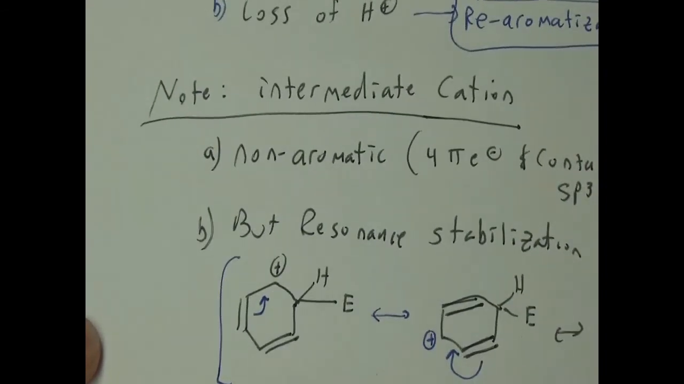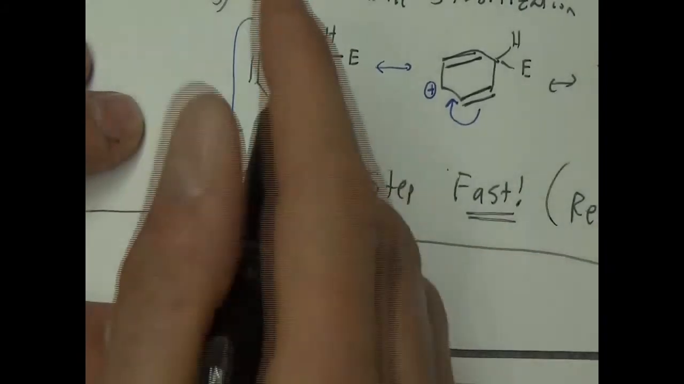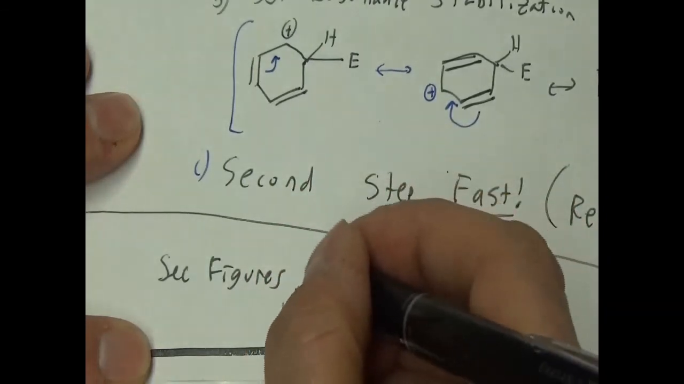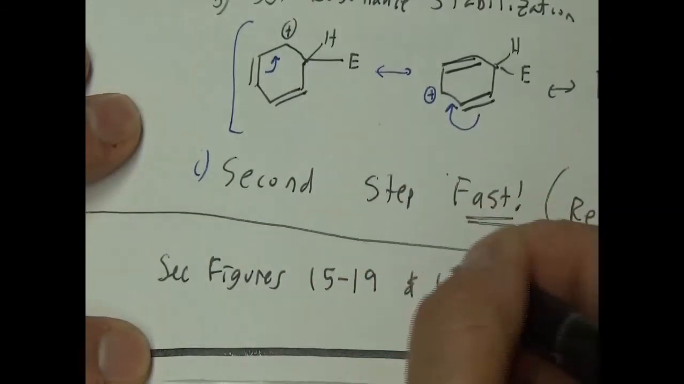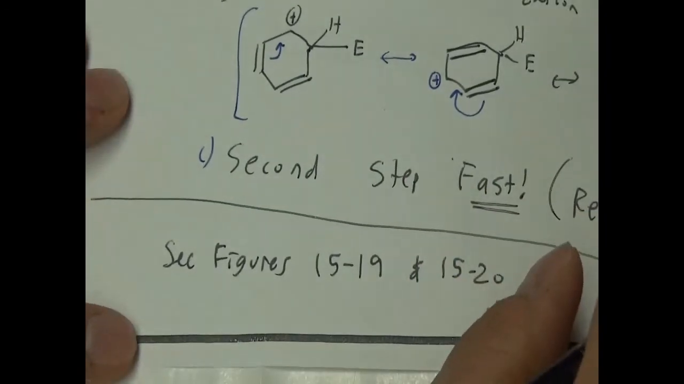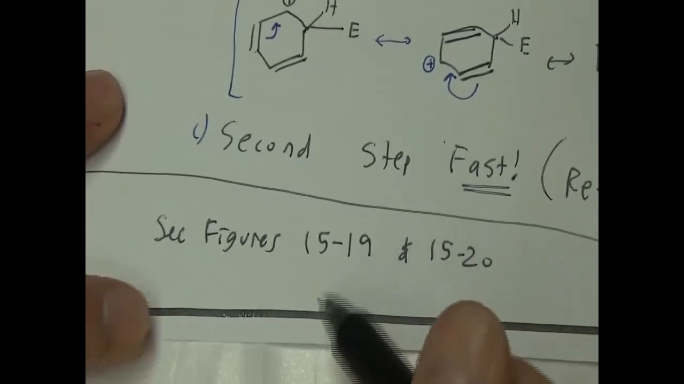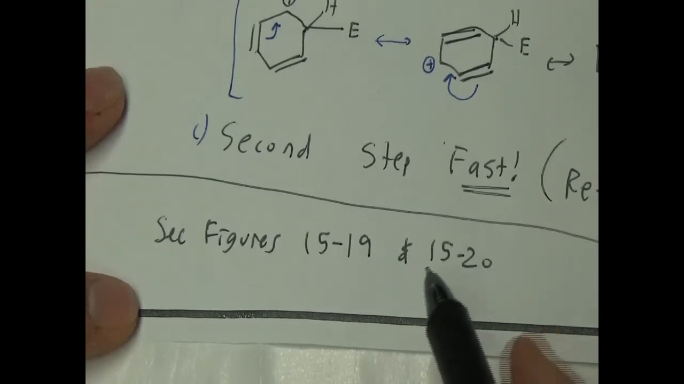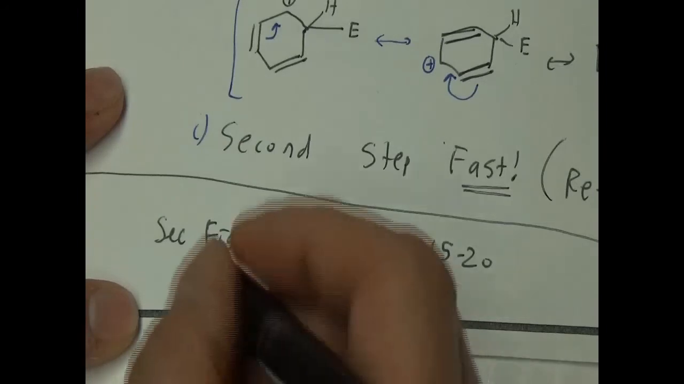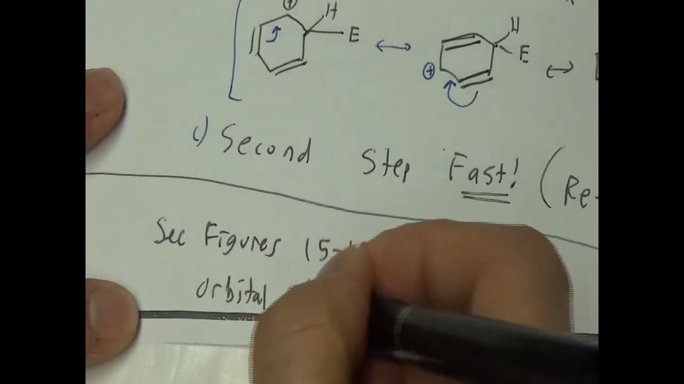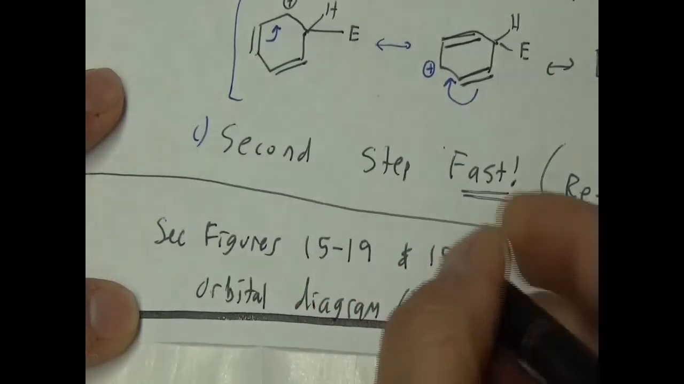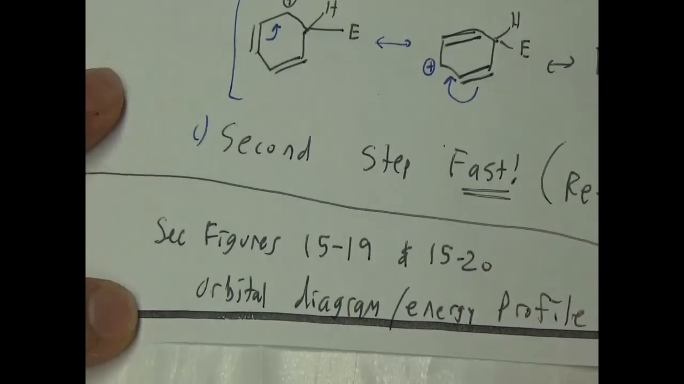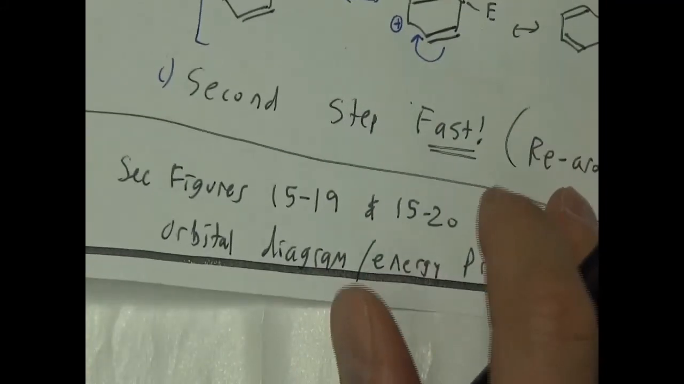There's a couple of figures that talk about this. I'm just going to mention them; you can go look at them in the book. Figures 15.19 and 15.20 show the energy profiles of these two steps, and how you have an initial slow step and then a more rapid second step. I think there's an orbital diagram and an energy profile, so you can go take a look at those in the book. All right, meanwhile, we're going to show some real examples of the EAS reaction now.